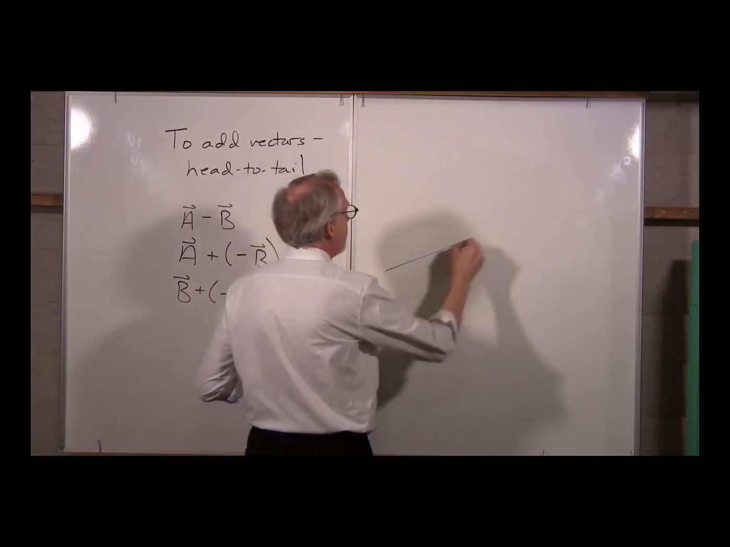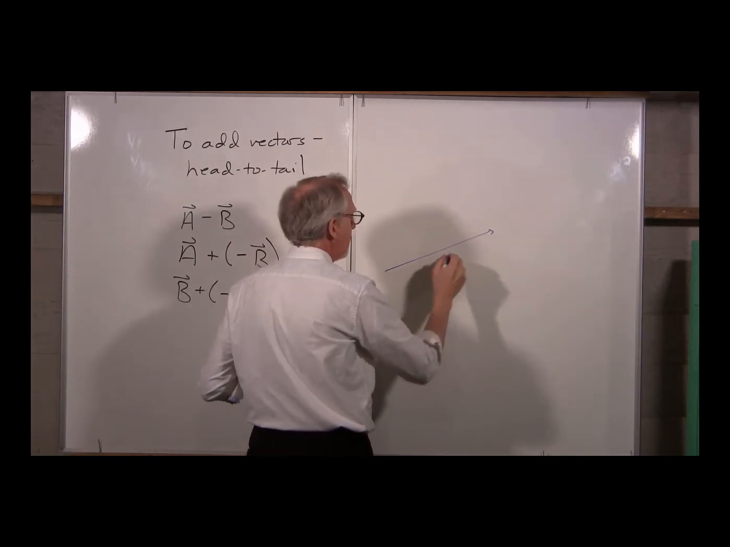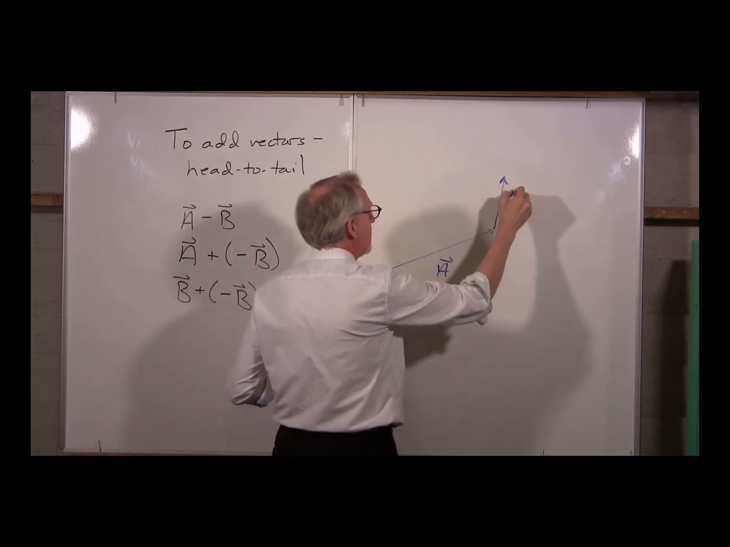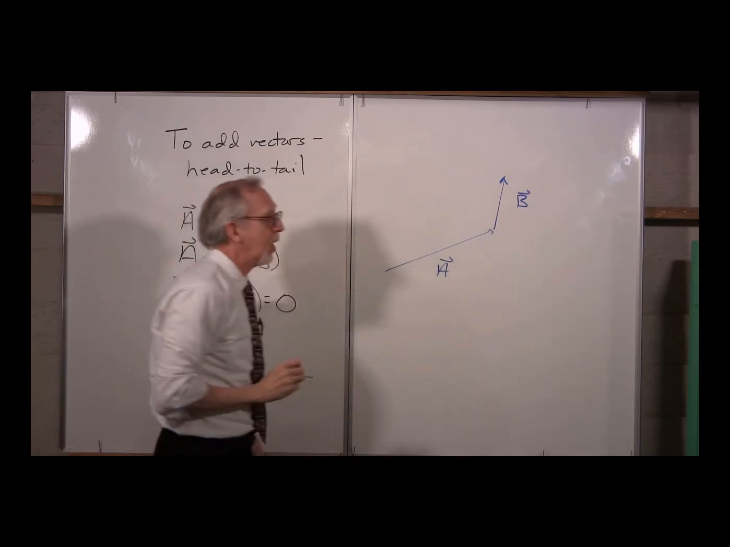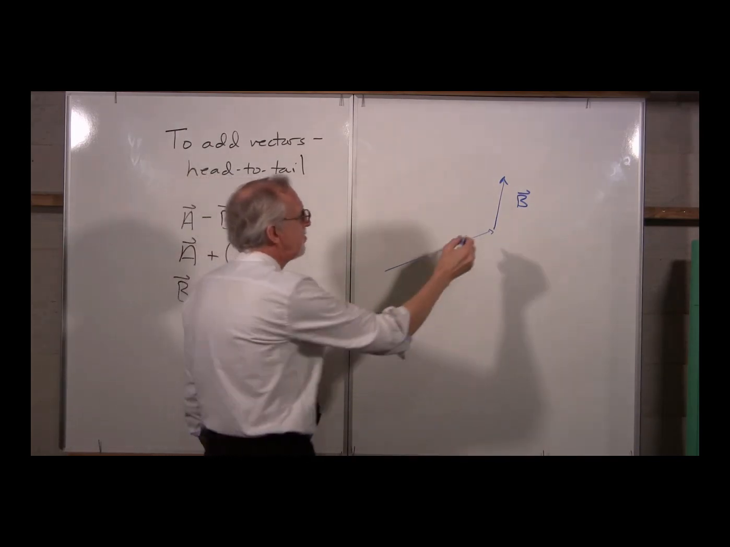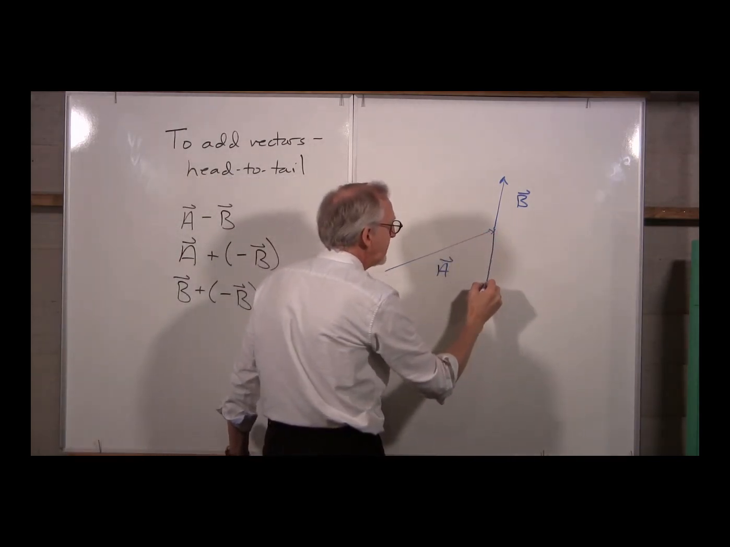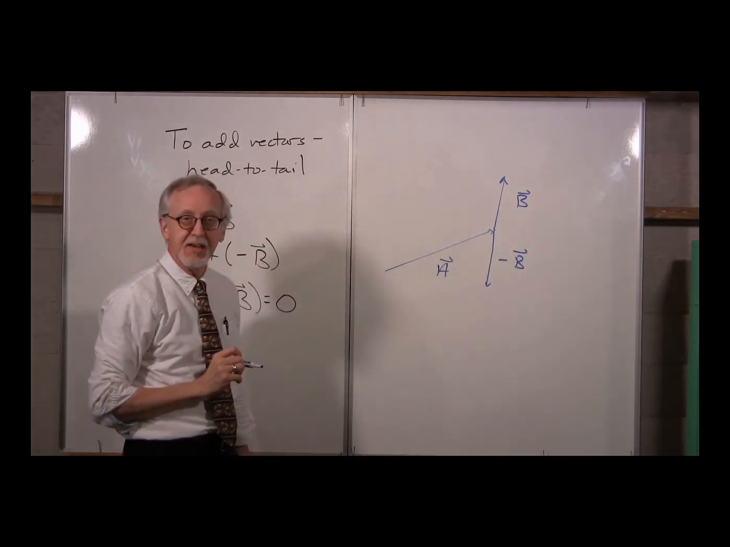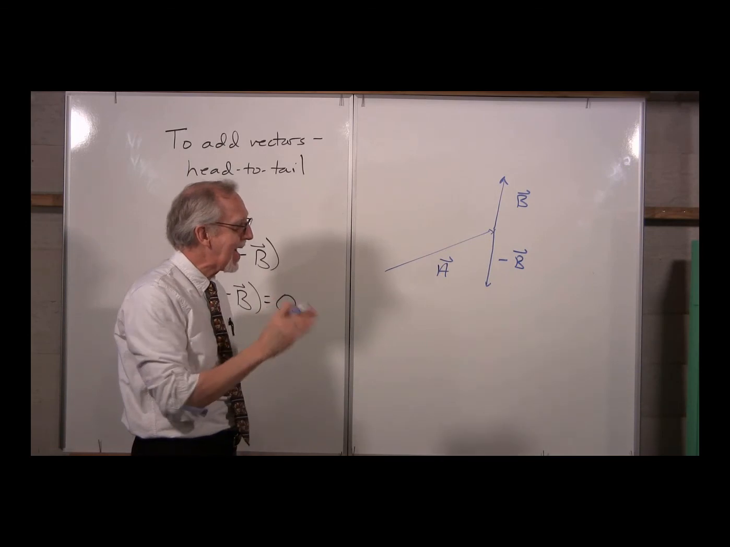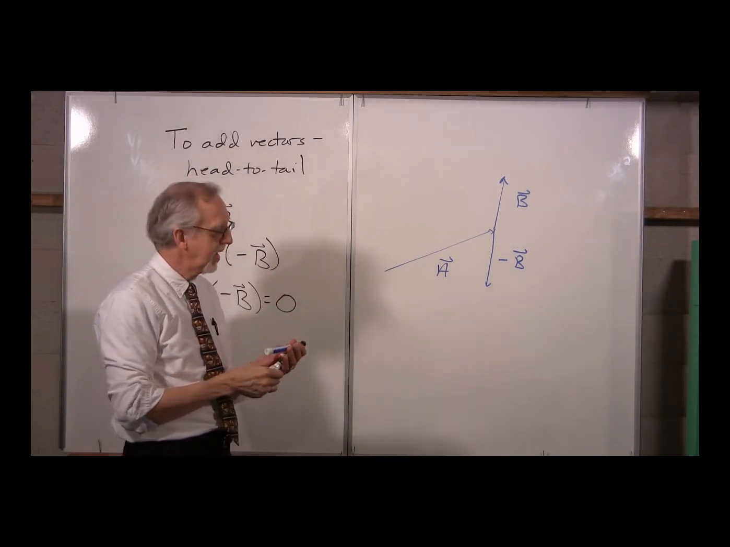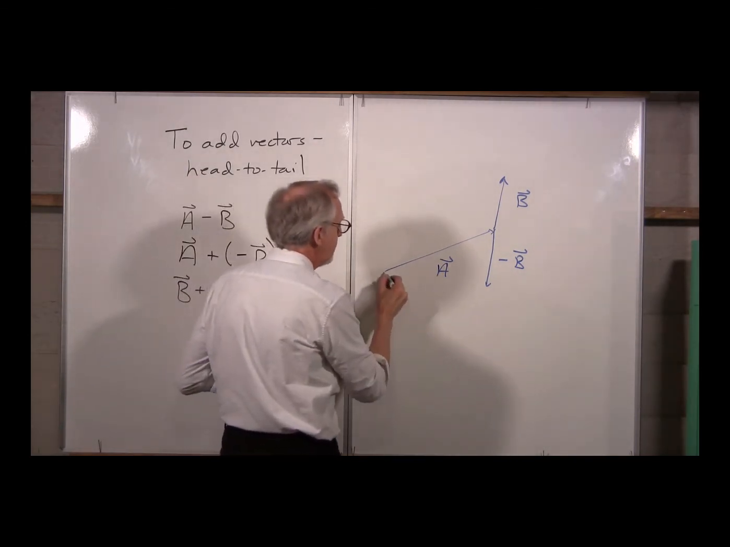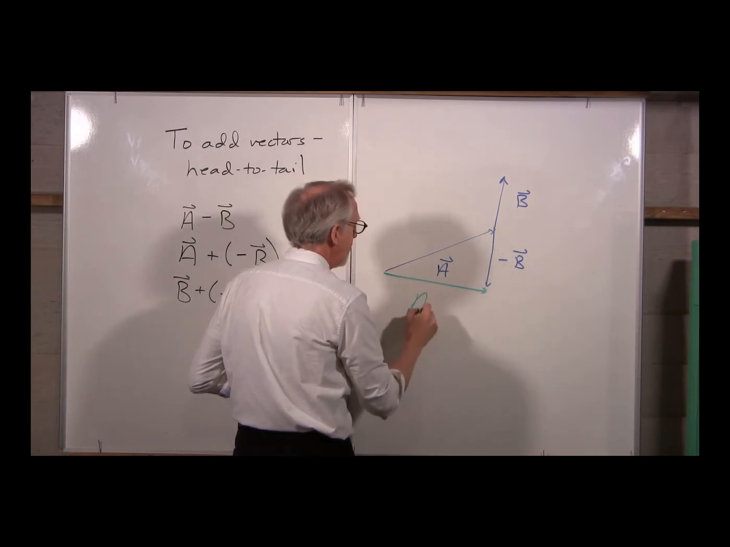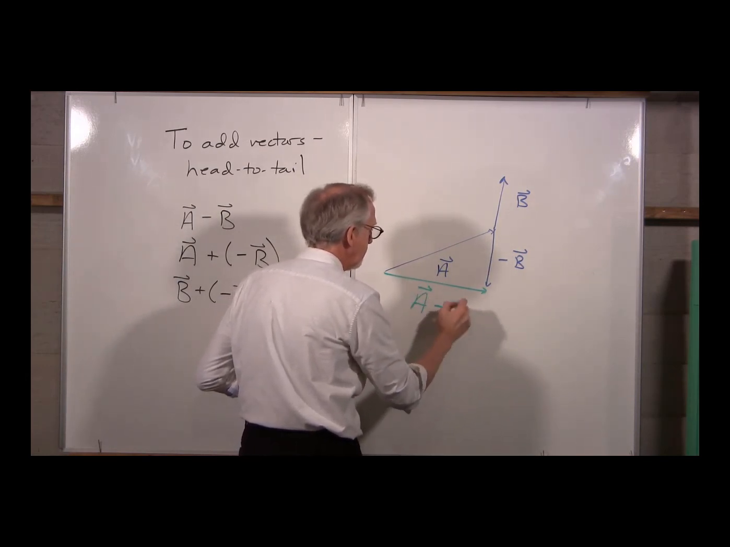So let's say I have a vector a and a vector b. Well, what is negative b? Negative b would be a vector that points in the opposite direction. There we go. So I just take negative b, and then I add negative b to a, and that will give me this vector here, which is then a minus b.